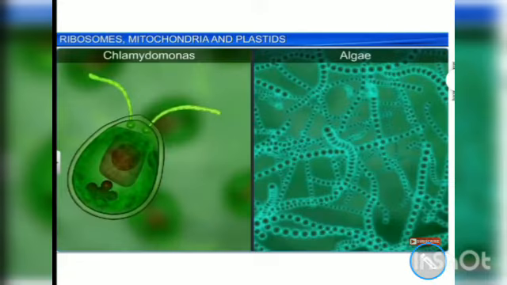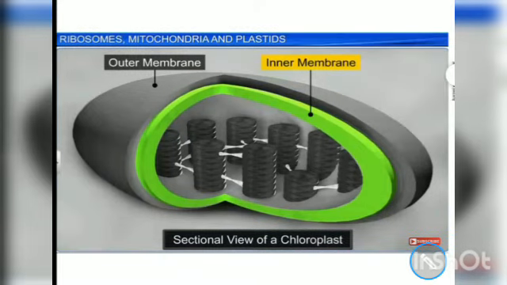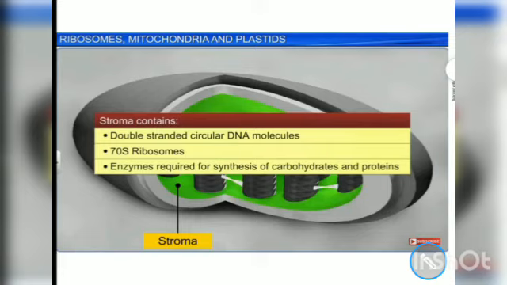In some organisms you can see that the whole organism consists of one chloroplast. Look here, this is Chlamydomonas, which consists of only one chloroplast. In algae, there are a number of chloroplasts per cell. In the plant cell, the mesophyll contains chloroplasts, which provide the green color to the plants.